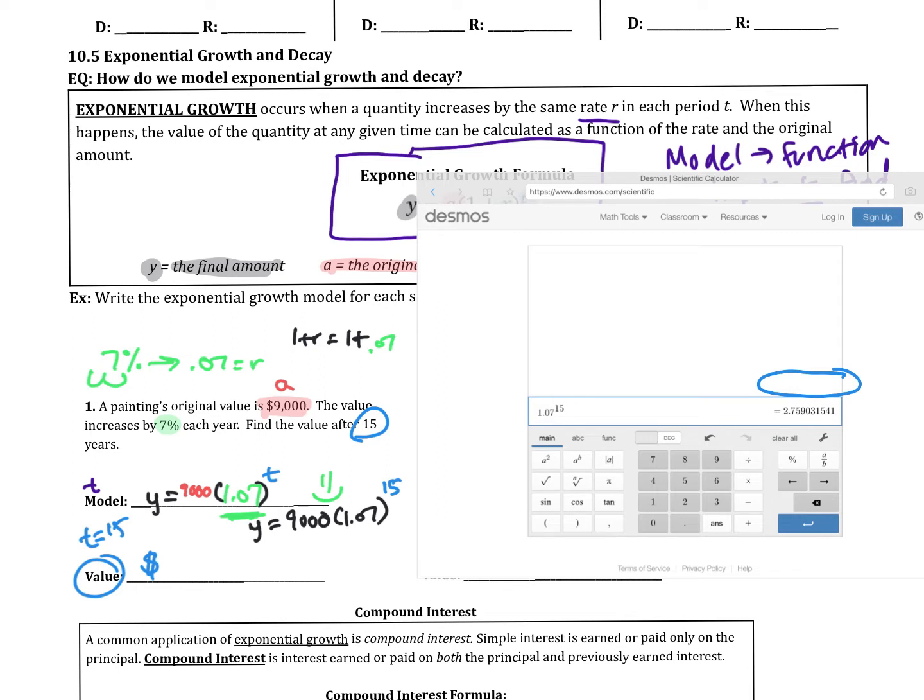Now we're talking about money. So when we're thinking about where to round, $24,831, we should only have 2 decimal places, so 28 cents. So 2 decimal places because we're talking about money. So again, when we're writing the model, we leave t in. When we're finding the model at a particular value, we plug that value in and we round in a way that makes sense for the particular problem that we're considering. Let's go ahead and look at the next question.